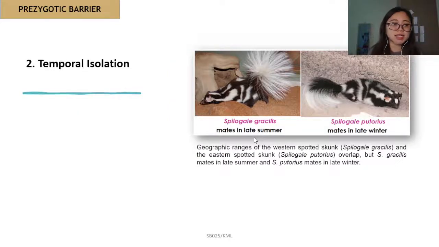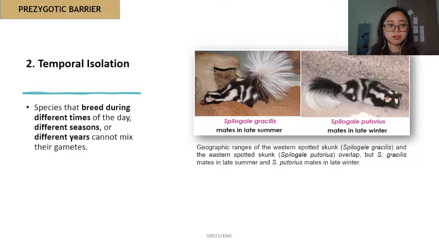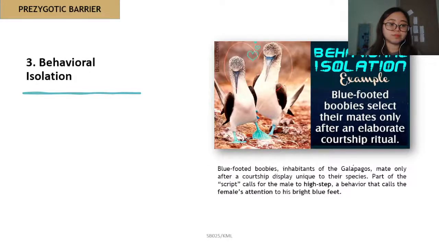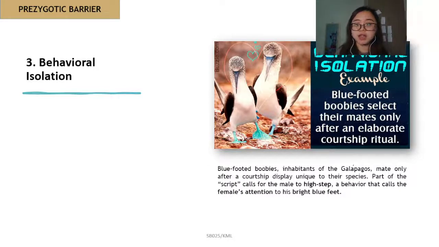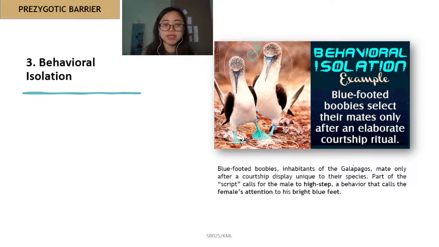The second type of prezygotic barrier is temporal isolation. Temporal isolation is when species that breed during different times of the day or different seasons or different years cannot mix their gametes because they do not meet each other. So, waktu untuk dia mengawan berbeza, jadi dia tidak terjumpa, jadi tiada sesi mengawan dan tiada persejawaan. That's it. The third is behavioral isolation. So, ini perbezaan dari segi perbuatan, sikap, tabiat sebelum mengawan dan sebagainya.